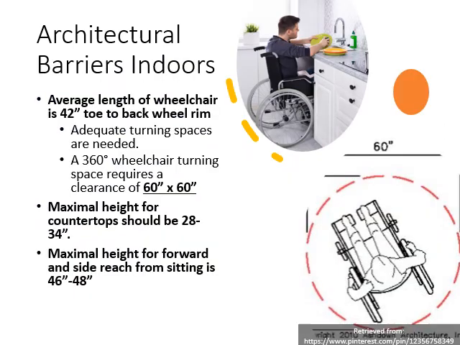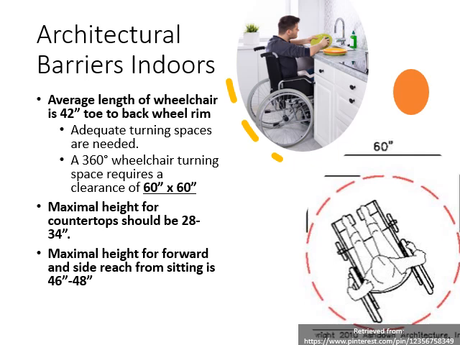The average length of the wheelchair is about 42 inches. So it's not enough just to consider the width of the wheelchair, like going through a doorway or going down the hallway, but we also need to consider turning in the wheelchair, turning around. So the turning radius that is needed is at least a 5-foot turning radius. That means a 60-inch all around to be able to do a 360-degree turn, to be able to change directions and go somewhere else in the house.